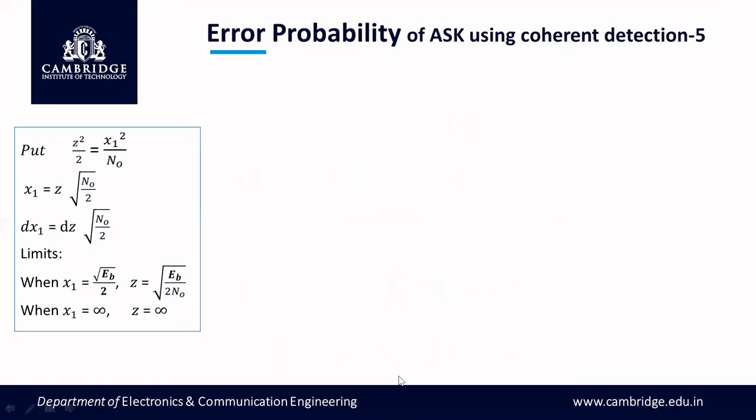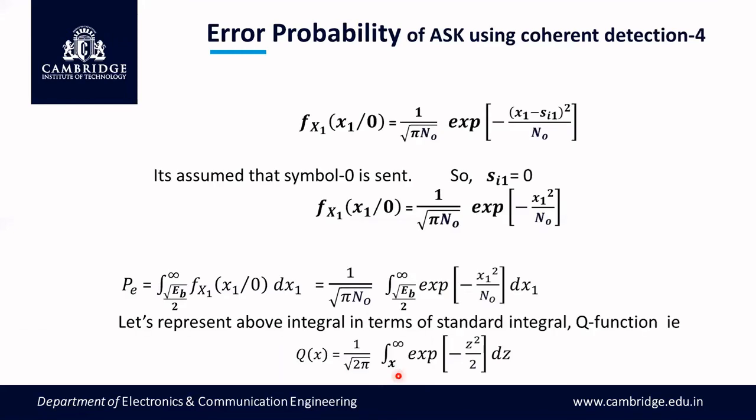So here, if you look at this slide, this is a constant number. Here is also some constant number with few changes. The integrals look similar. Upper limit infinity, infinity. Lower limit is some value x, fine. Exponential is also the same. Minus x square by 2. In the Q function it is expected to be minus z square by 2, but in my integral of PE, it is x1 square by n0. So I equate both of them so that I can convert x1 to z, dx1 to dz. And also I can change the limit.